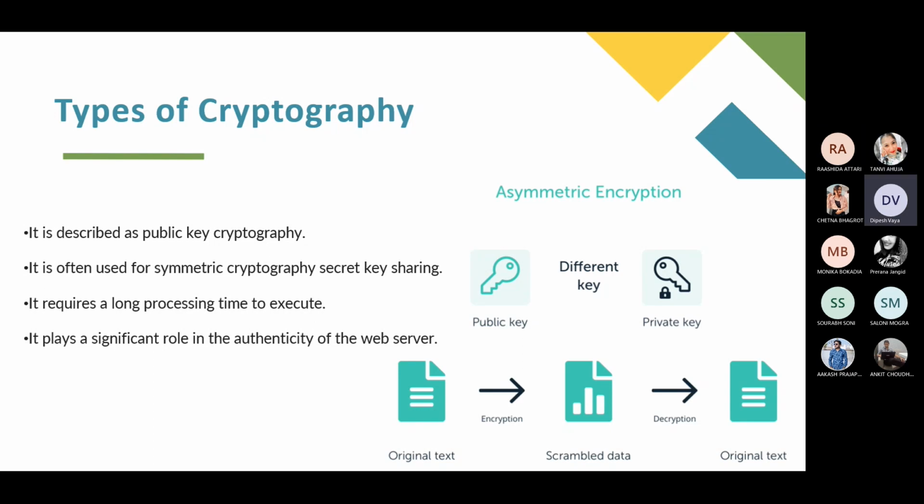So you can see here in the diagram what we are saying: the original text will be converted into scrambled data. Scrambled data means cipher text, the encrypted message using the public key. So Chetna's public key we will use here, correct? Yes sir. And for decryption we use Chetna's private key. Not we, only Chetna is using it; 'we are' is the wrong phrase here. So Chetna uses her private key to decrypt the message from scrambled data to original text. Is it clear to everyone? Yes, sir.